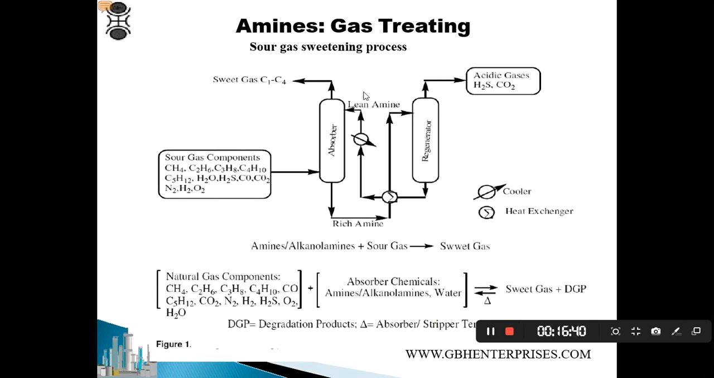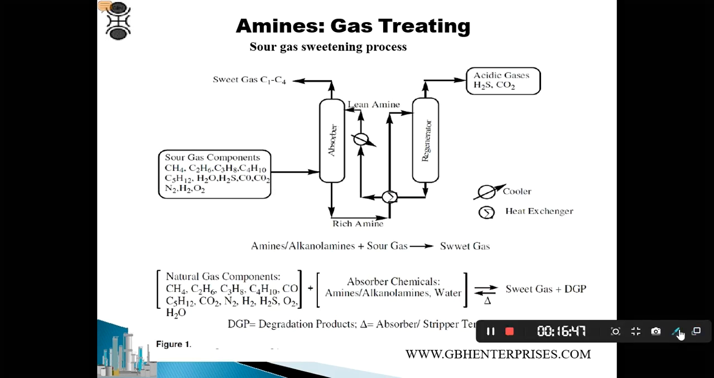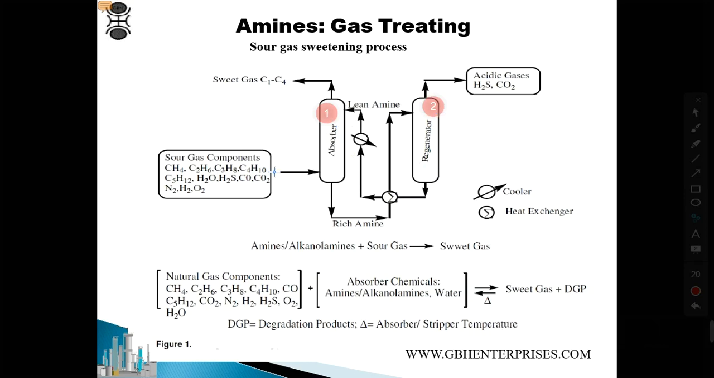This is the basic diagram for an amine process. We have two towers. One of them is called the absorber. This one is the absorber tower, and this one is the regenerator tower. In the absorber tower, what is happening here? The lean amine is entering inside here, and the sour gas, which has H2O, H2S, CO and CO2, is going inside.